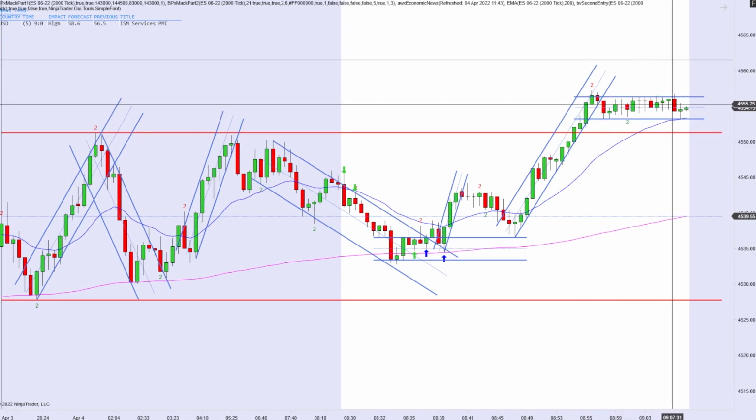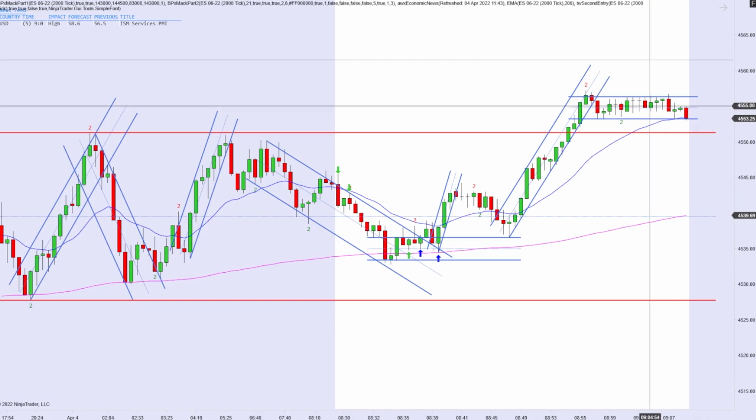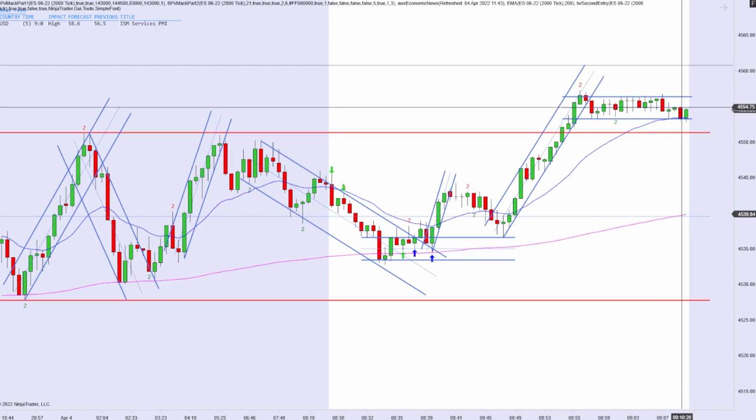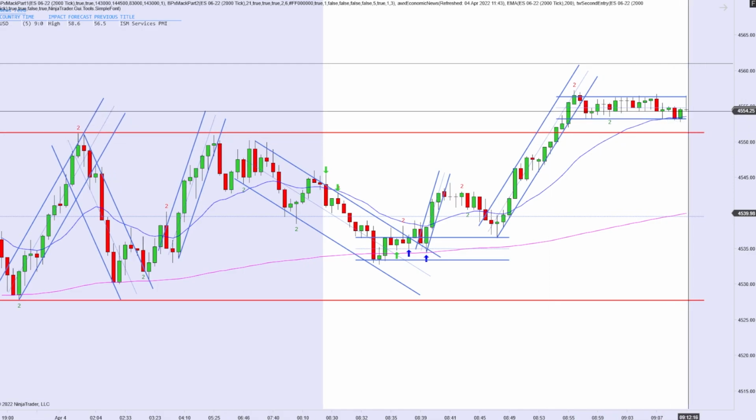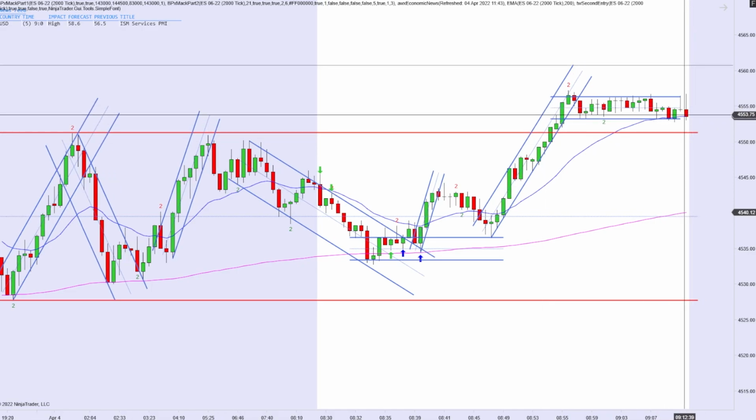And as prices were consolidating and waiting for EMA to catch up, I was very hesitant about going long. You get this nice signal bar right off EMA, but with all this choppiness, I just wasn't interested in going long here. Let's see here.